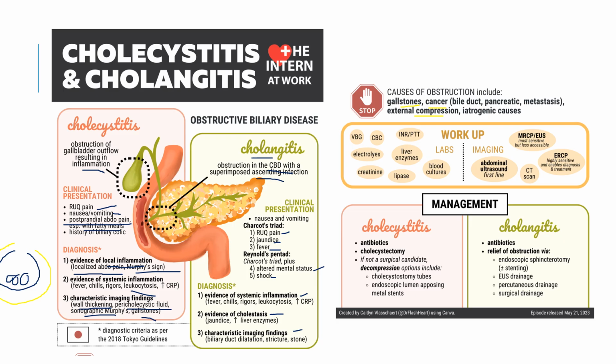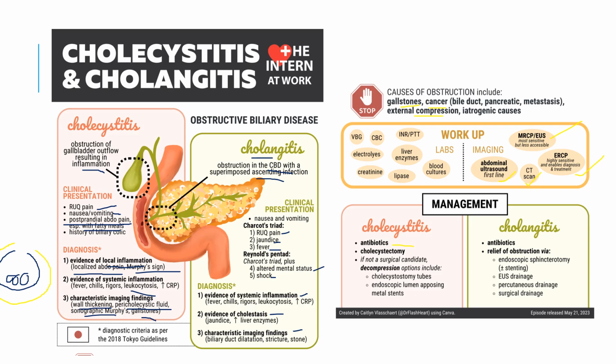Imaging: MRCP or endoscopic ultrasound, that is most sensitive but less accessible. ERCP is highly sensitive and enables the diagnosis as well as treatment, especially in case of a stone for extraction, you can go for ERCP. Abdominal ultrasound is the first line. Like in cholecystitis, you can see the wall thickening, sludge, and pericholecystic fluid. CT scan also can aid in diagnosis.